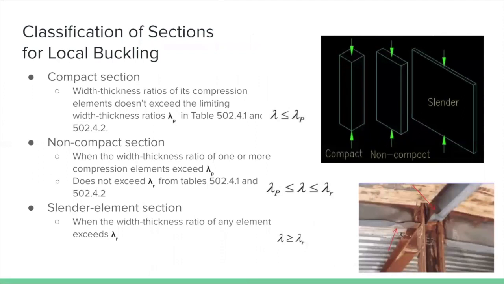For the classifications of sections for local buckling, it is classified into three sections. First is the compact section, wherein the width-thickness ratio of its compression elements doesn't exceed the limiting width-thickness ratio lambda p. For non-compact, it's when the width-thickness ratio exceeds lambda p but does not exceed lambda r. And the slender element ratio is when the width-thickness ratio of any element exceeds lambda r. So we see in this image here, it's like a simplified version of the difference between the three sections, and you can see that it becomes more slender as the width-thickness ratio increases. And here in this image, this shows local buckling of the steel members here and here.